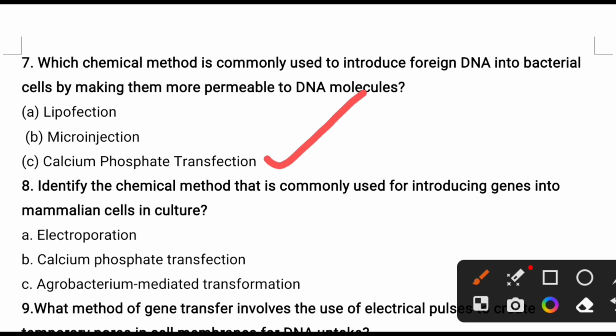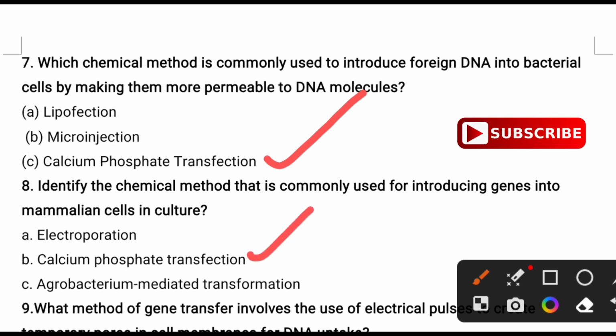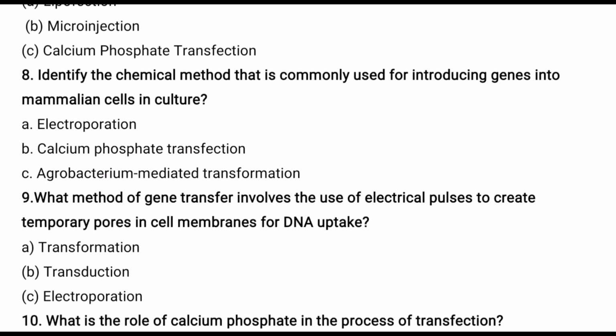Identify the chemical method that is commonly used for introducing genes into mammalian cells in culture. The options are electroporation, calcium phosphate transfection, agrobacterium mediated transformation. So the correct answer is calcium phosphate transfection. It is a commonly used method for the introduction of genes into mammalian cells. Okay, let's see the next question.